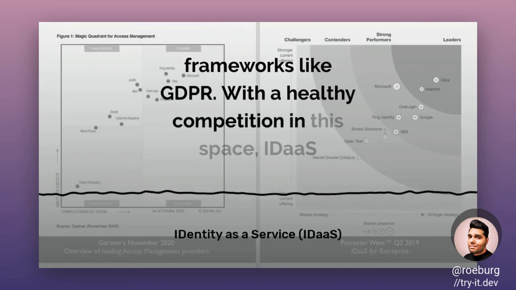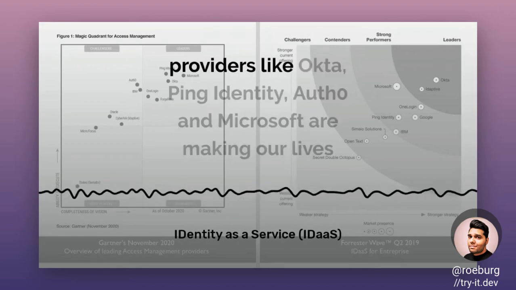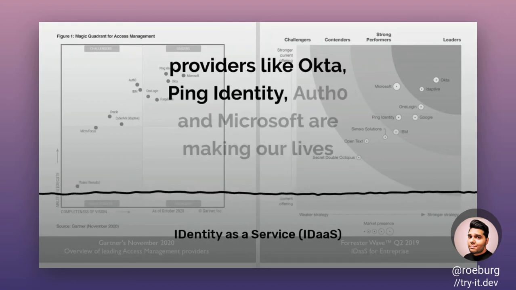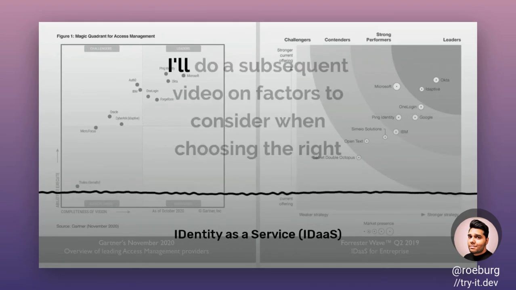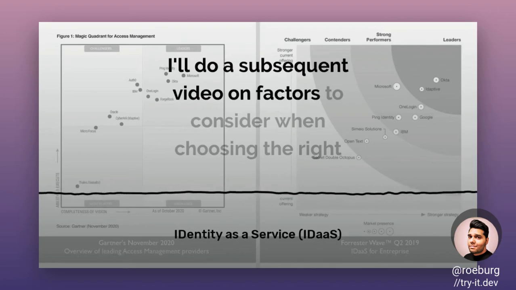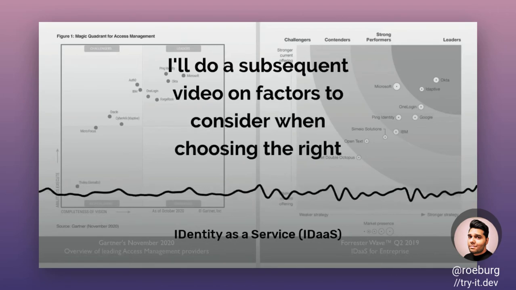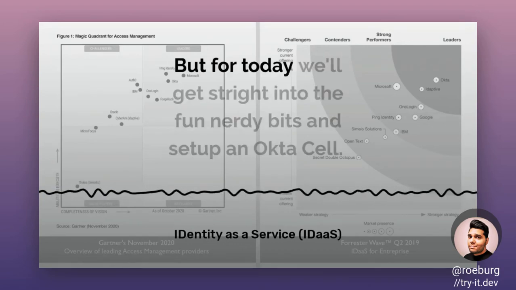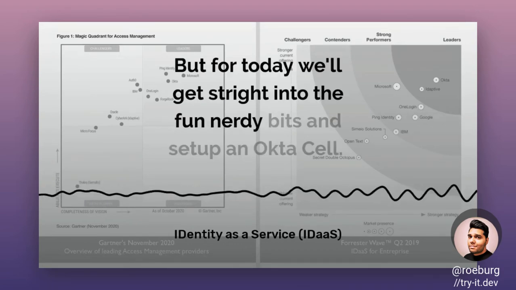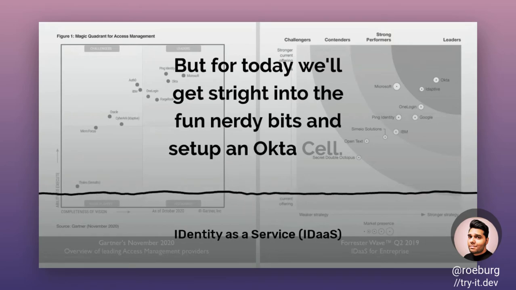With a healthy competition in this space, IDaaS providers like Okta, Ping Identity, Auth0, and Microsoft are making our lives easier. I'll do a subsequent video on factors to consider when choosing the right IDaaS provider and why we chose Okta. But for today, we'll get straight into the fun nerdy bits and set up an Okta cell.